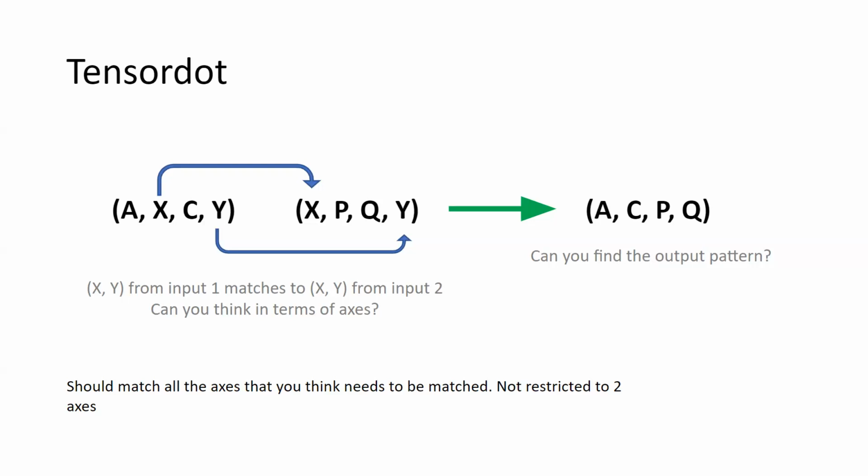So any doubts up till here on how to use tensor dot, and how about resampling? You can probably unmute and ask.